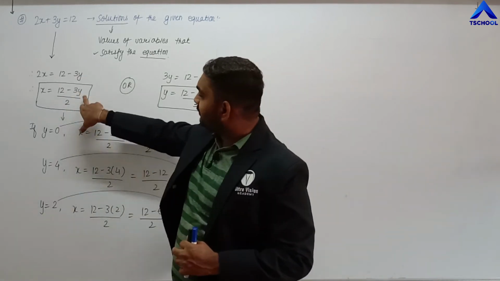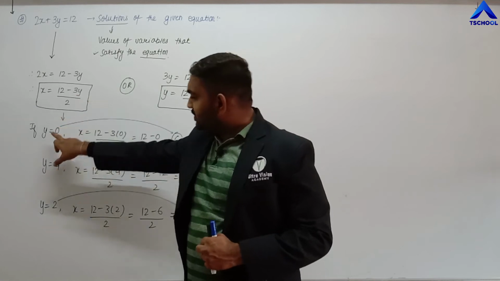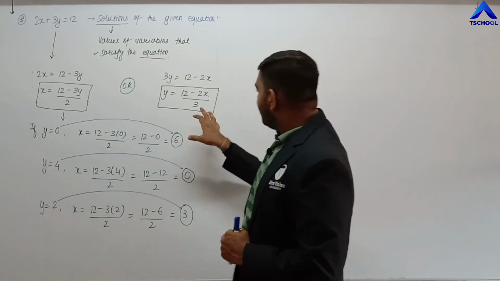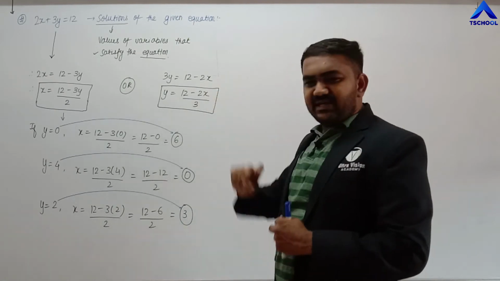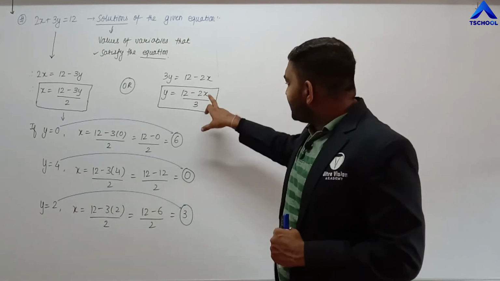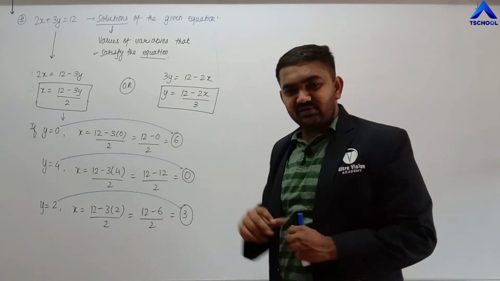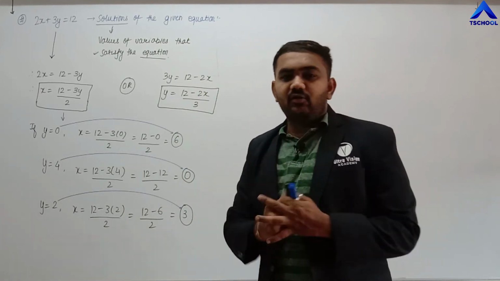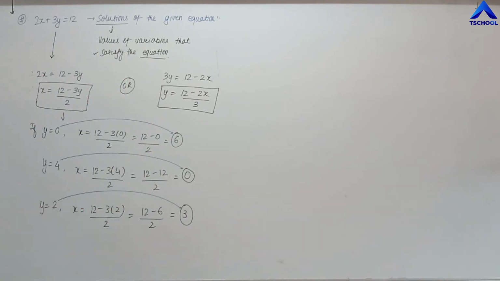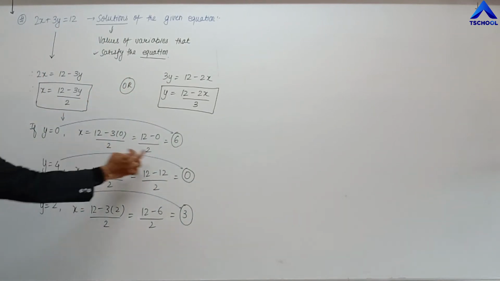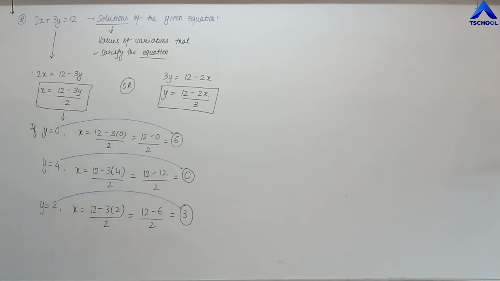Here we have y on the right side. That means we have assumed y. Here, if I have taken this equation, then I have to assume the value of x. So if we assume the value of x, we get the value of y. That means now we have the respective values of x and y.